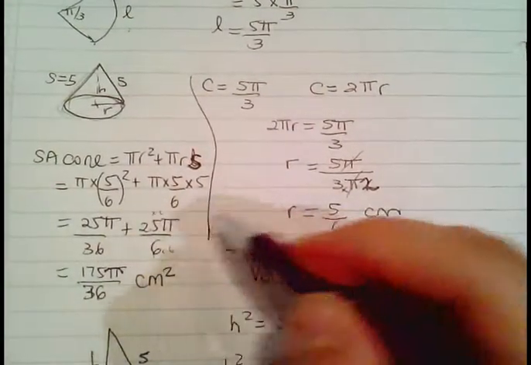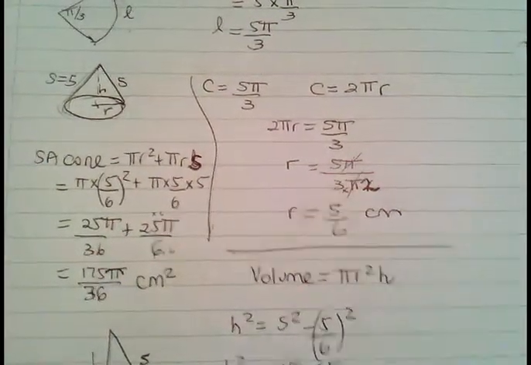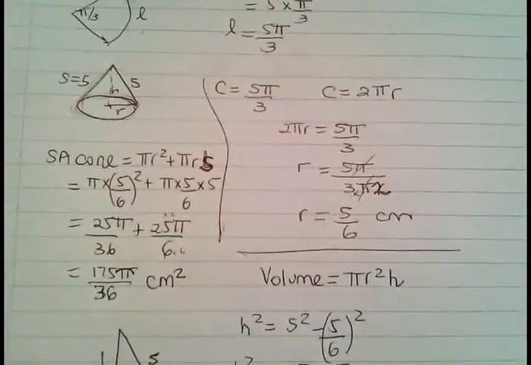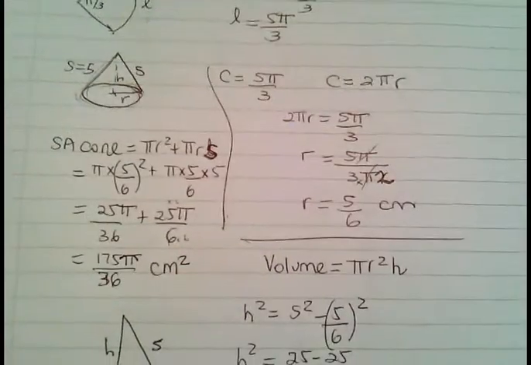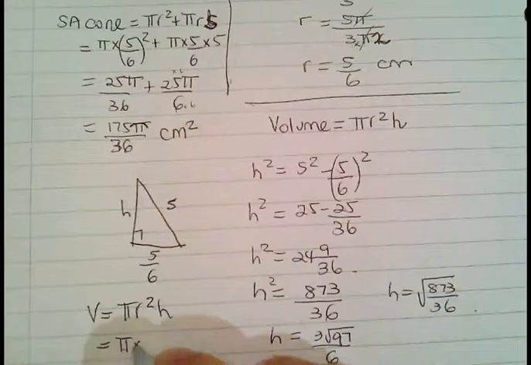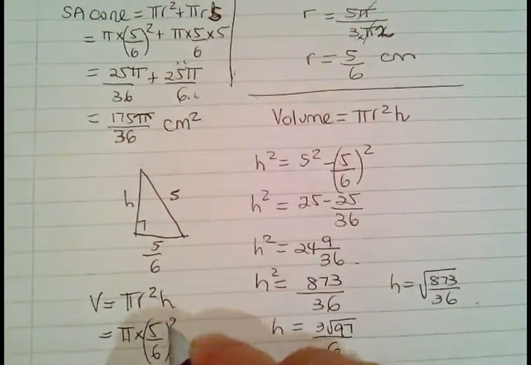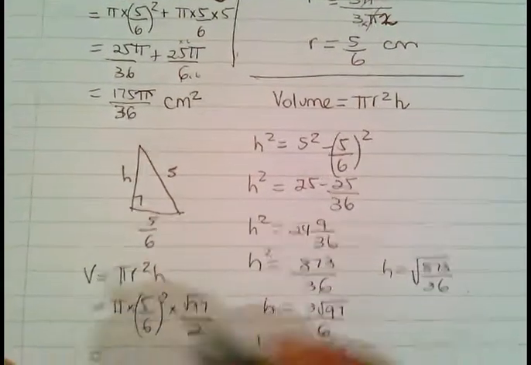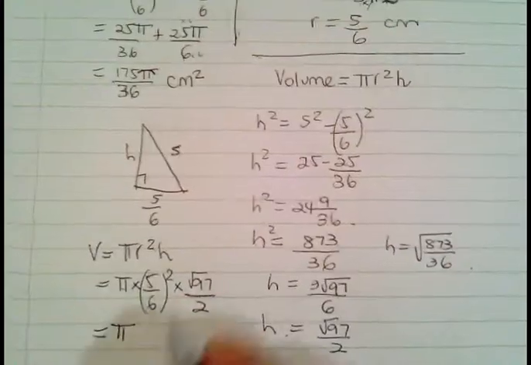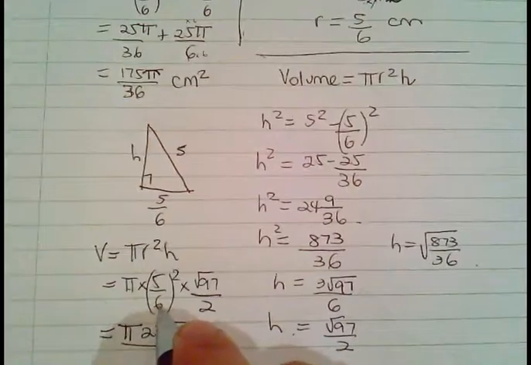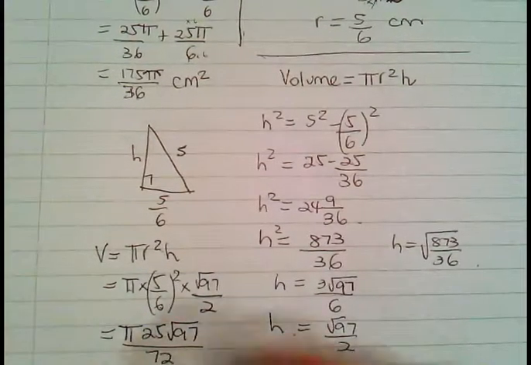So therefore the volume is going to be pi r squared times this h. Remember the radius is 5 over 6. So the volume is pi r squared h, which is pi times, now r squared is 5 over 6 squared, and h is root 97 over 2. So it's pi, and 5 squared is 25, root 97 over, this will be 36 times 2, which is 72.